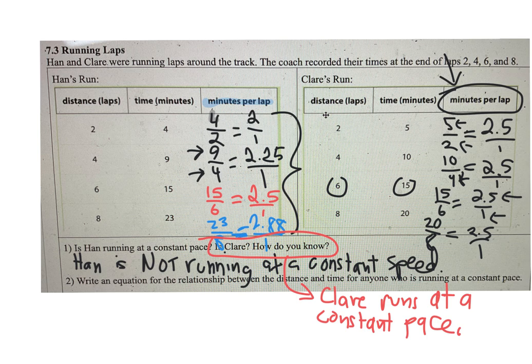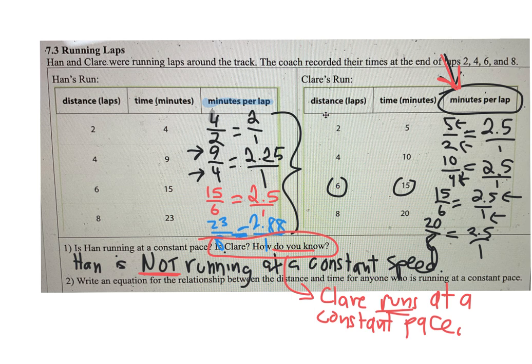All right, notice that we still write a sentence for Claire as well. Claire runs at a constant pace. When they say, how do you know? Again, just look at that information right there. And now we've written a sentence for Han and Claire, and we've stated that Han is not running at a constant pace, but Claire runs at a constant pace.